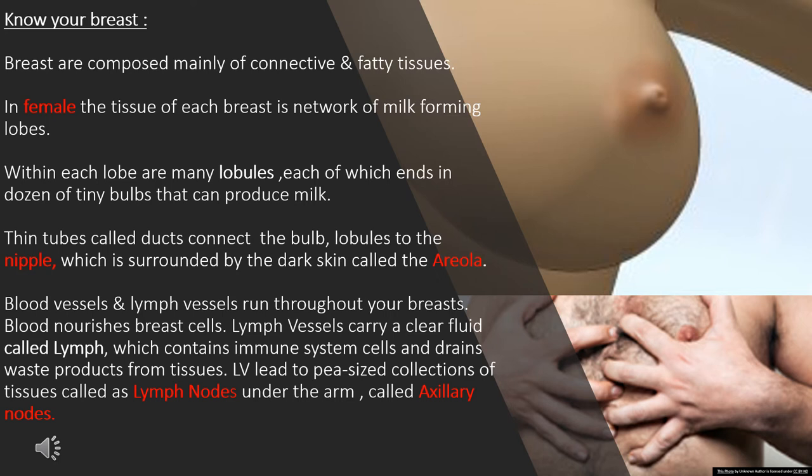Lymph vessels carry a clear fluid called lymph, which contains immune system cells and drains waste products from the tissue. Lymph vessels lead to a pea-sized collection of tissue called lymph nodes. Most of the lymph vessels in the breast lead to lymph nodes under the arm, which are called axillary nodes. Now this is what the usual structure of a female breast is, and there's a condition called benign breast condition.